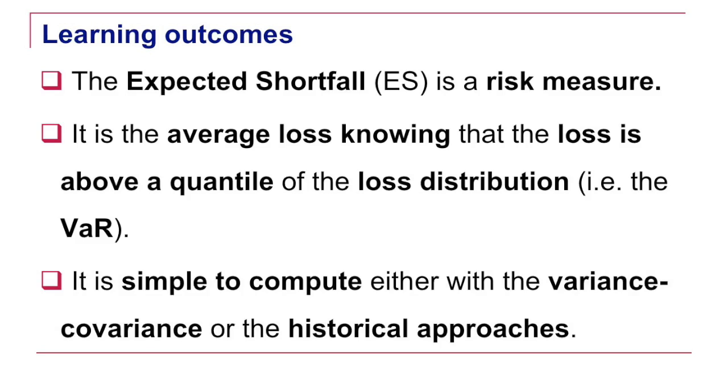Under the variance-covariance approach, you compute an empirical mean, you compute an empirical standard deviation, so the volatility, and you replace in the formula. And for the historical approach, the only thing you have to do is compute an empirical average of the loss returns which are above the value at risk. So this is very simple to implement.